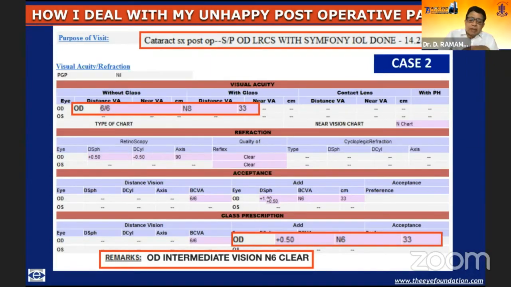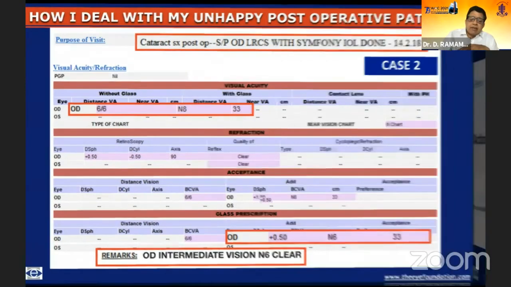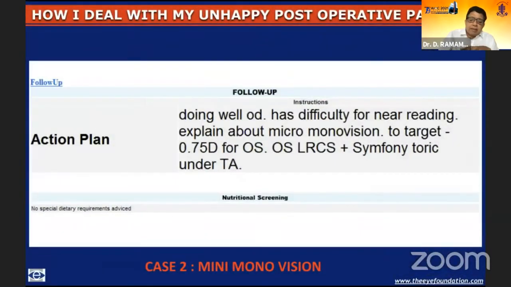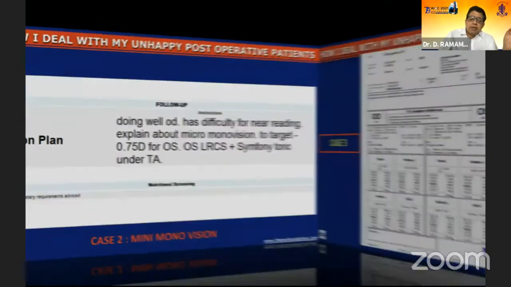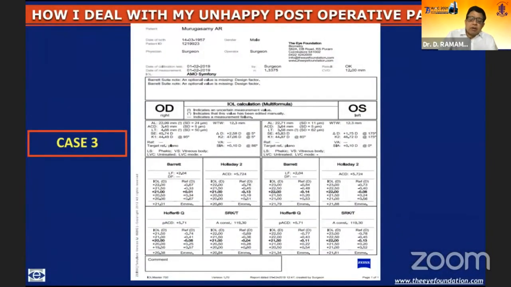+0.5 diopters in the other eye. In this case, what exactly we did was not change the type of the lens, but put in the same Symphony toric lens with LRCS in the fellow eye, aiming at a target of -0.75. So bilaterally implanted, these patients ended up doing well as far as the ultimate visual outcome is concerned.